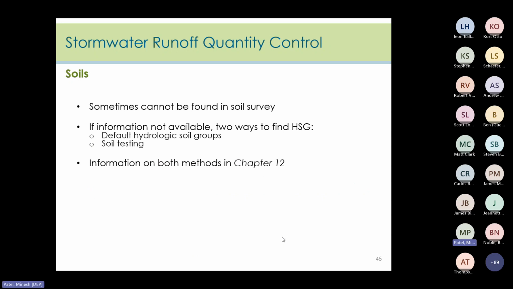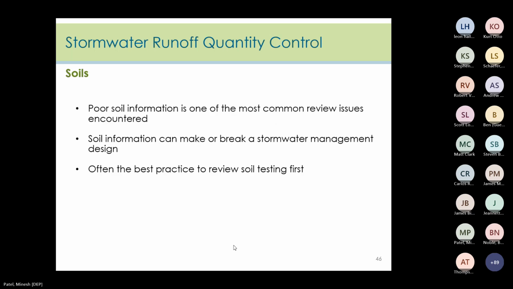If information on the site's soils cannot be found, you can use the methods found in Chapter 12 of the BMP manual to determine the hydrologic soil group, either from the default HSG method or from soil testing. Making sure that the soil data for the site is accurate is a critical part of the review process. And accurate soil information can make or break a stormwater BMP. So a good practice generally is to review soil testing first.